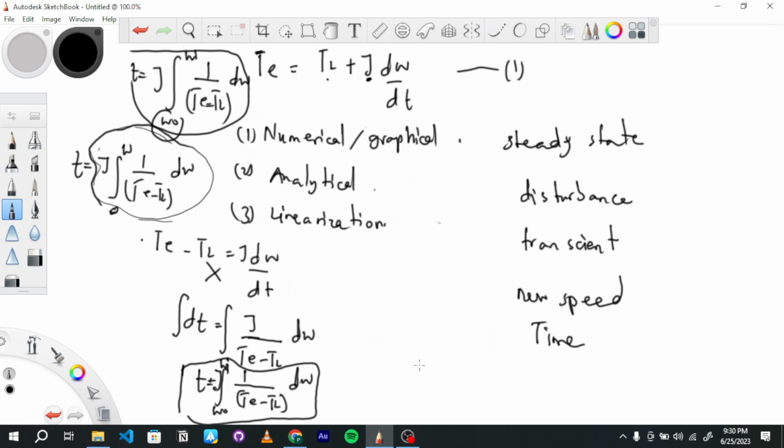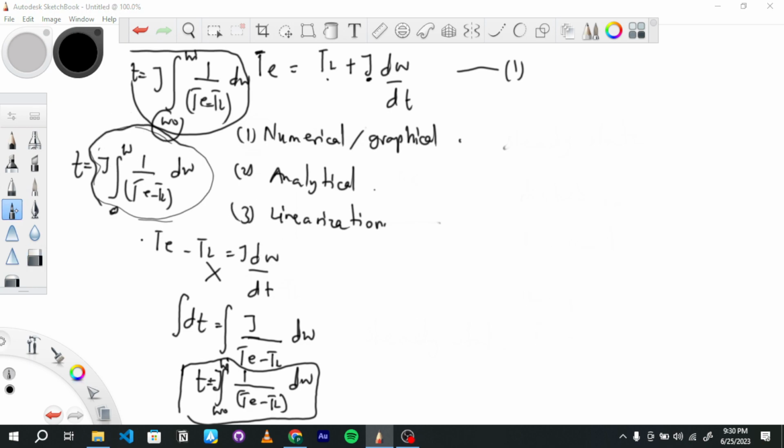All right. So this is what we have here. Now let me clean this part here. So we said that the transient time, the time to change from one position to another state, another position, is given by this equation here. And to compute this equation, we can use either the numerical or graphical method, analytical method, or linearization.